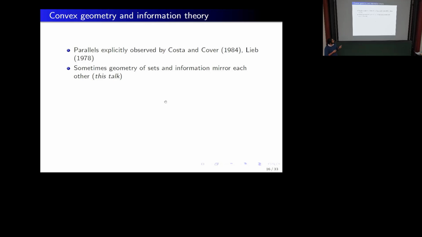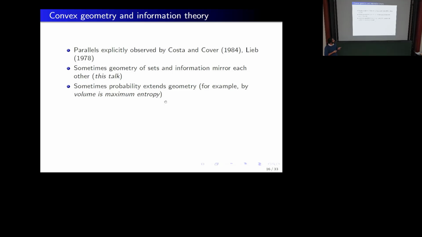And now I will say some words about the relationship or the parallels between convex geometry and information theory, which will help us formulate an entropic version of the Kneser-Poulsen conjecture. So these parallels were observed by Lieb and Costa and Cover. So they observed parallels between the Brunn-Minkowski inequality and the entropy power inequality. And in my talk, it will be more like the geometry of sets imitates the geometry of information. So this is one direction which my talk is about.